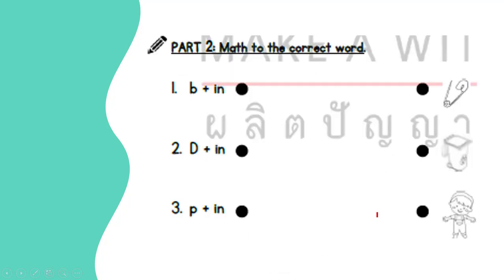Next, part two. Match to the correct word. Okay, look at the first one. Number one, bin. Which picture is bin? Draw the line. And two and three, you have to do by yourself.